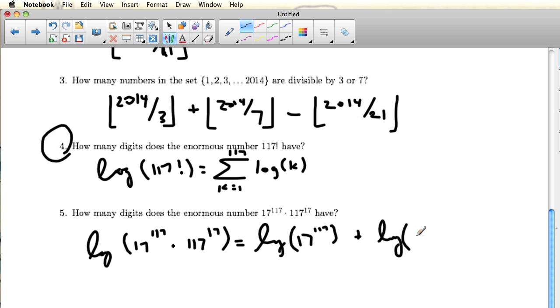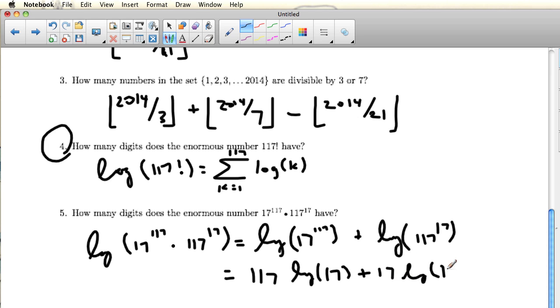So I can break up, because this is a product in this problem, then the log of that product is the sum of the two logs. When I have the log of an exponential, I can pull that exponent outside of the log, in both cases. So all my calculator really has to be able to do is 117 times the log of 17 plus 17 times the log of 117. All of those are easy calculations, and from that answer we can determine the number of digits that this number has.